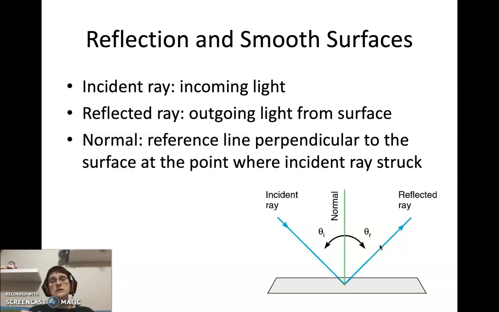It's always going to be equal going in and going out. It never is going to change if the surface is completely smooth. The only time that would change is if it is a rough surface, and then you get that diffuse reflection that we've been talking about.